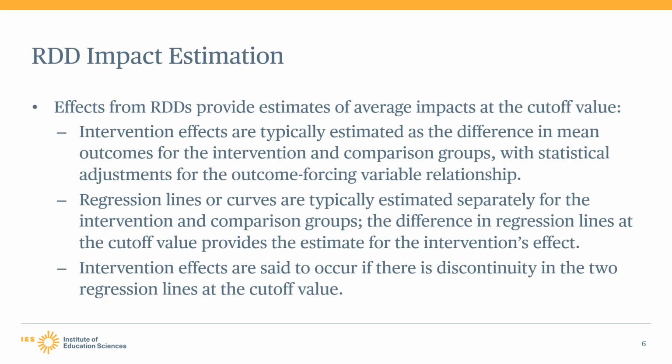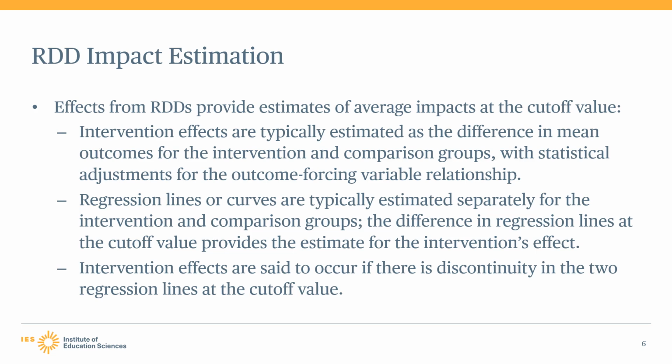Effects reported in RDD studies provide estimates of average impacts at the cutoff value of the forcing variable. The effect of an intervention typically is estimated in an RDD as the difference in mean outcomes between intervention and comparison group members at the cutoff, after statistically adjusting for the relationship between the outcome and forcing variable. A regression line or curve is typically estimated separately for the intervention group members on one side of the cutoff value and the comparison group members on the other side of the cutoff value.